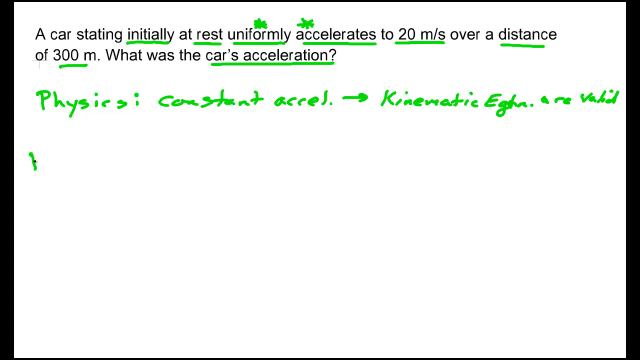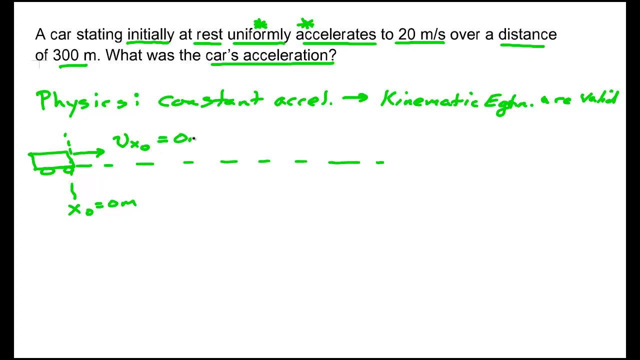Now, I'm going to want to draw a picture. So here's my axis. And initially, I'm going to say that the car is at 0 meters. And it says initially it was at rest. So I know something else. I know v sub x naught was 0 meters per second.